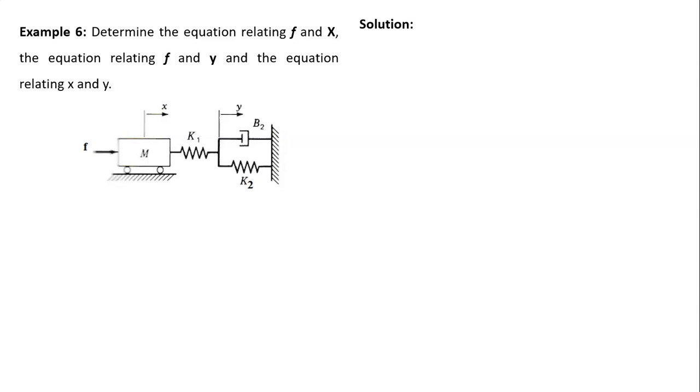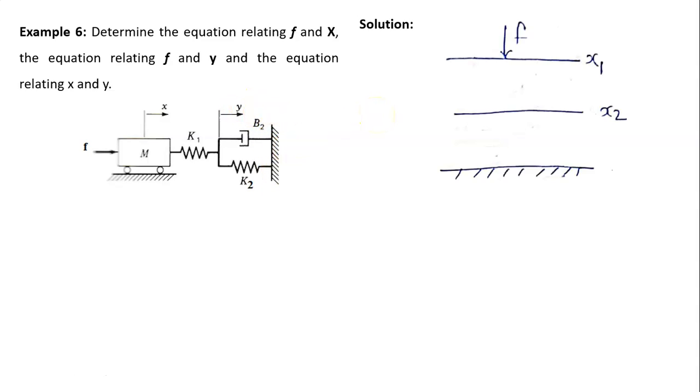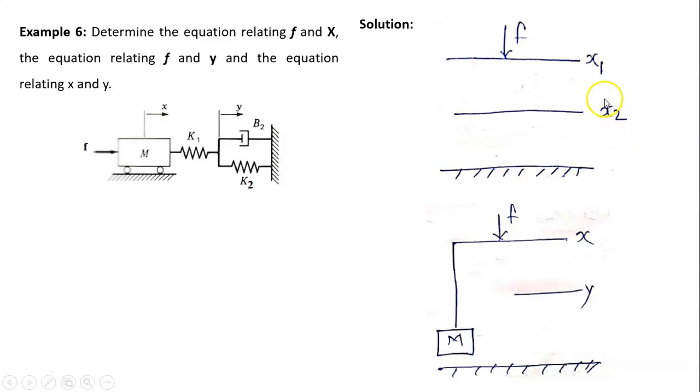Solution. Now, how many coordinates are there? Three coordinates are there: x, y and ground. Therefore, draw three lines and show the force f. We have drawn three lines: first line x, second line y, and the third coordinate, the ground.